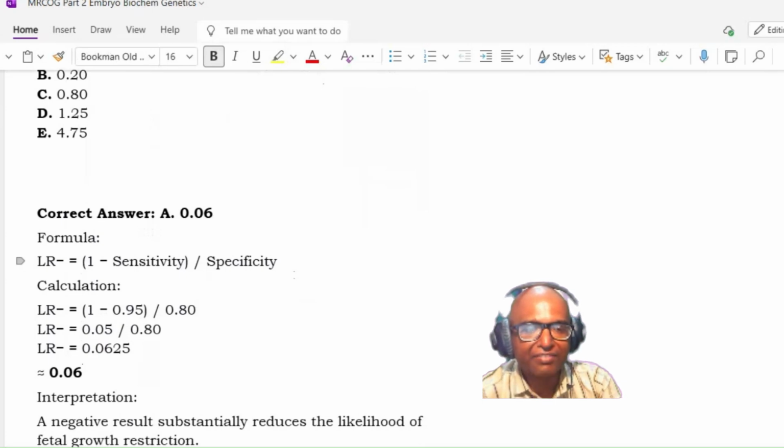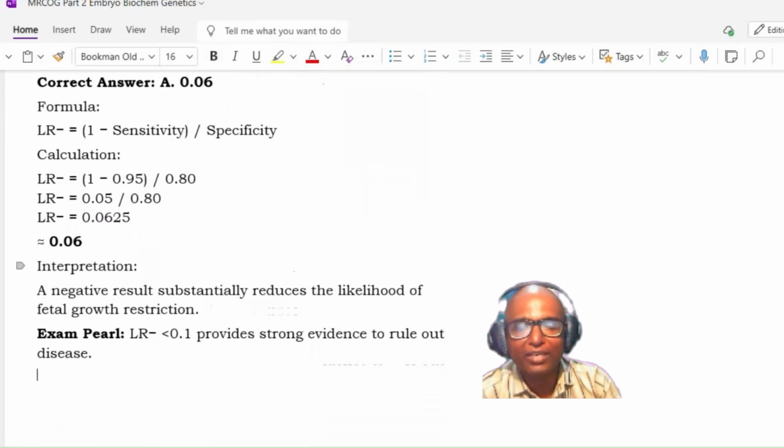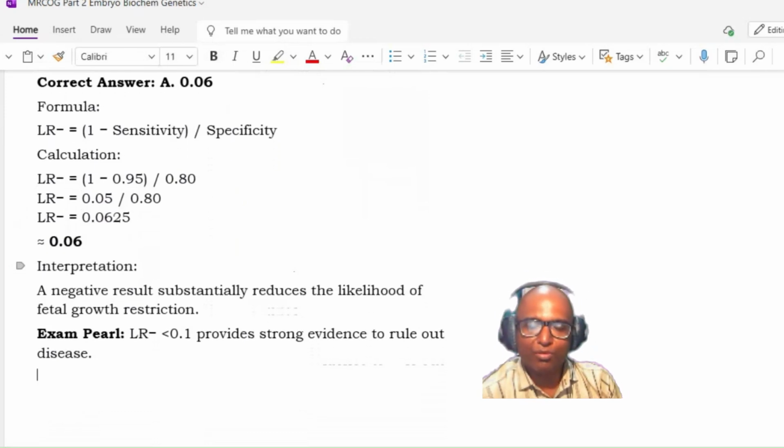So interpretation: a negative result substantially reduces the likelihood of fetal IUGR. LR negative less than 0.1 provides strong evidence to rule out the disease. Okay. So that finishes today's topic of likelihood ratio positive as well as likelihood ratio negative. Thank you.